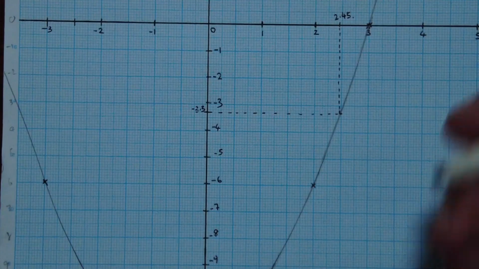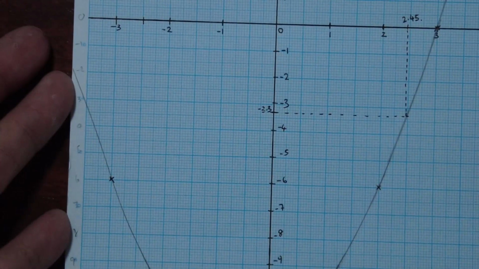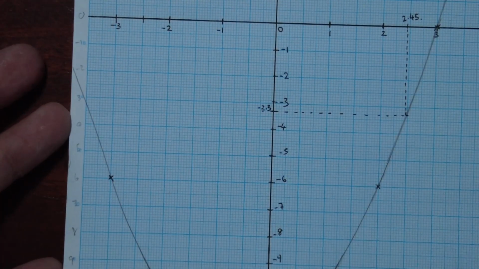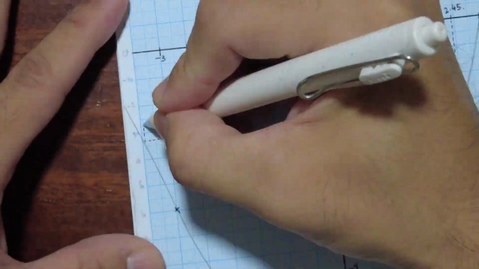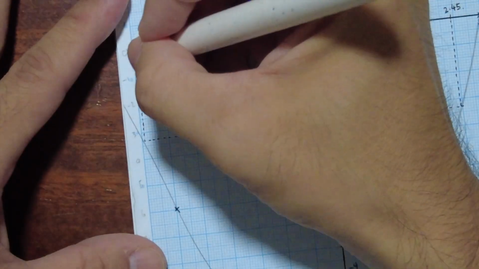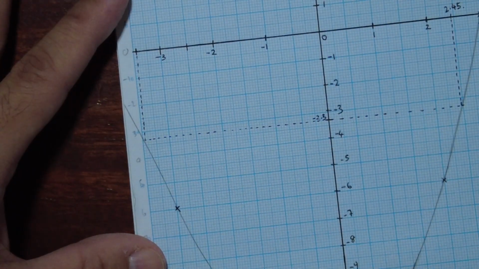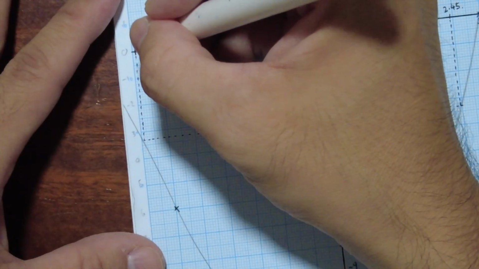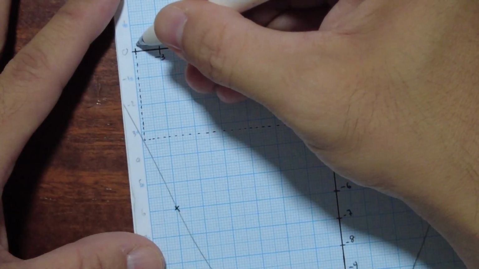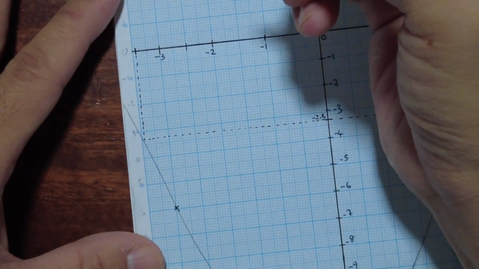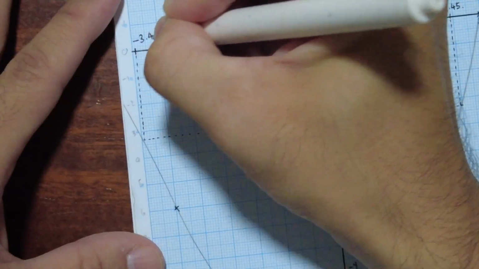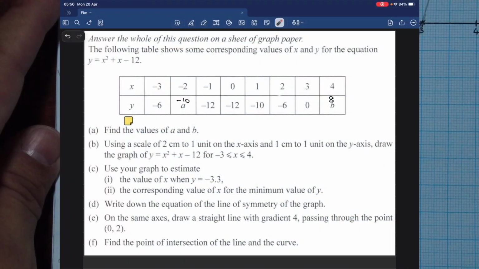Now you may also have noticed on the other side, I have another one. For me, my graph happens to have 2x. So I'm going to label the 2x. This is minus 3.45. So let's move on to C part 2.